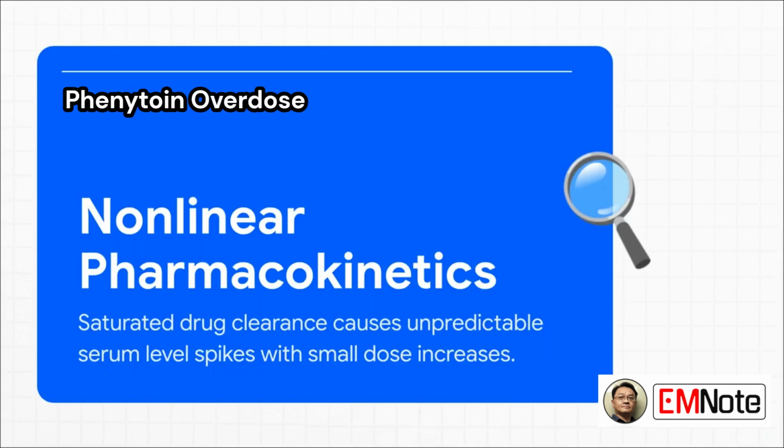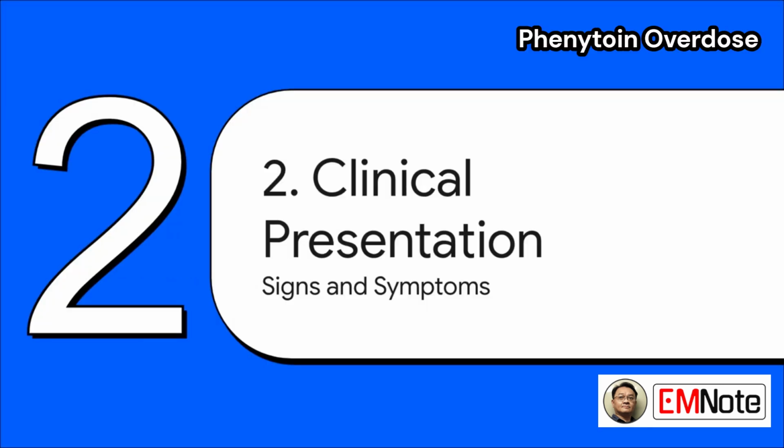Now, here's what makes phenytoin so tricky. It has what we call nonlinear pharmacokinetics. What that means is the body's system for clearing the drug gets saturated or maxed out. So even a tiny increase in the dose can lead to a surprisingly large, unpredictable jump in serum levels, which makes management pretty complex. So what are you going to see in a patient?